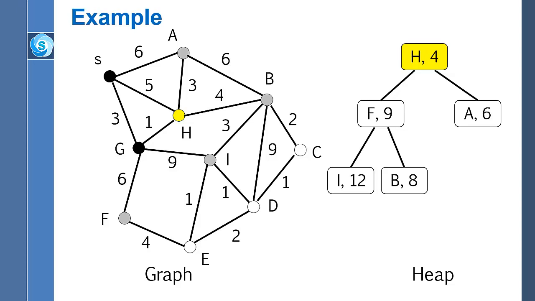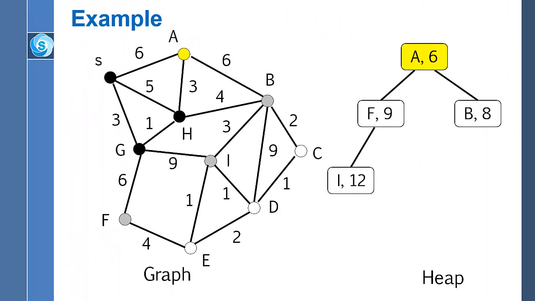How does 7 compare to the current value of A dot little d? Well, A dot little d is 6. Is 7 less than 6? Well, certainly not. 7 is not less than 6. Therefore, we did not discover a new, shorter way to get from S to A. And then we leave it alone. And that's it. We're done processing H. So we pop H, we remove H from the top of the heap.